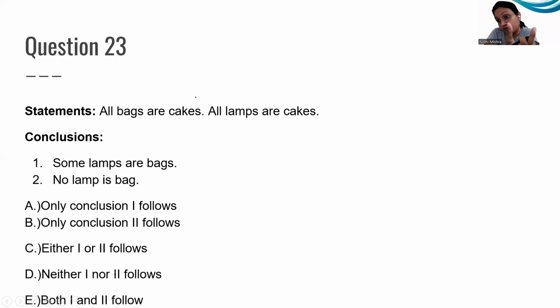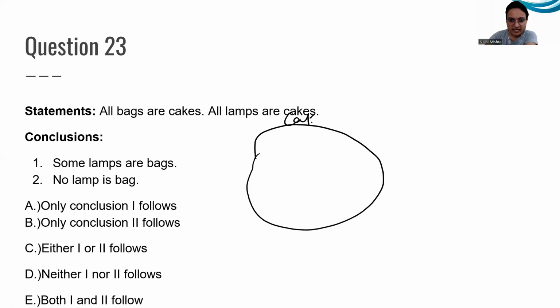This is very important. These types of questions are very important and most people can make mistakes here. But you don't have to make mistakes. You have to learn, correct? Yes. Let's see. All bags are cakes. So this is a big cake, and here all the bags are cakes.